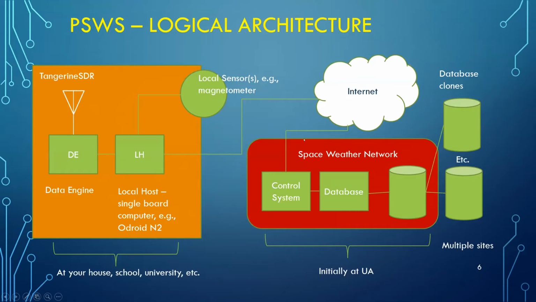What we define there will be a control system. I'll talk about how you use that in a few minutes, and a database. And we expect to make clones of this database at multiple sites. We'll initially build this up at the University of Alabama with the idea that it can be replicated in other locations, with a minimum of mirroring the database in at least one other location. So in case we have a problem with something at UA, the database will not just go dark on us.